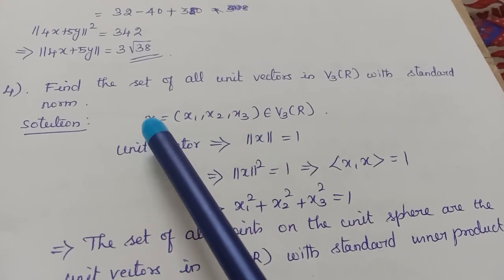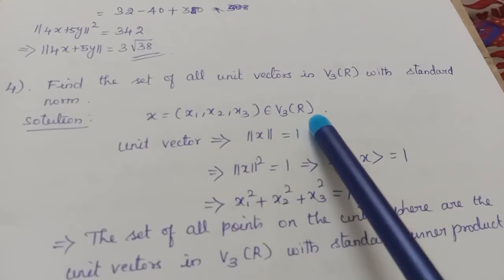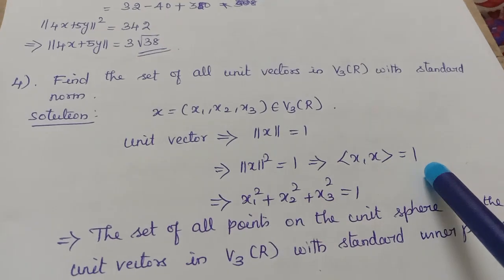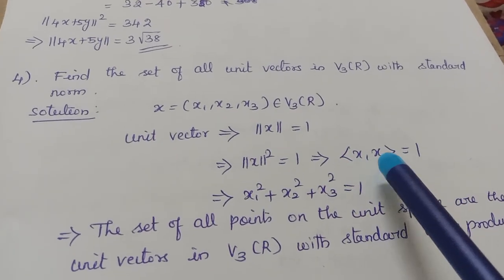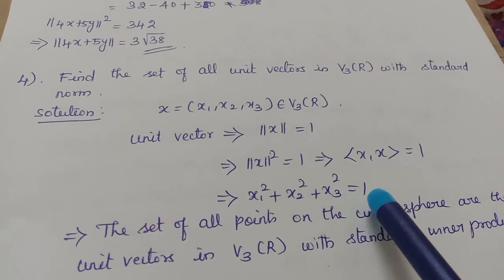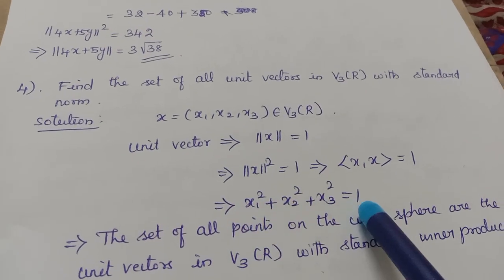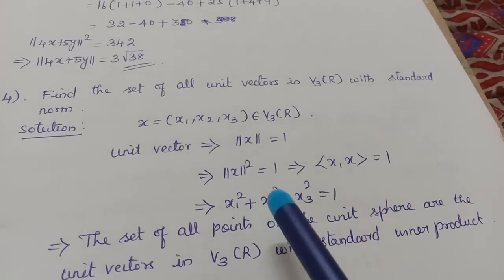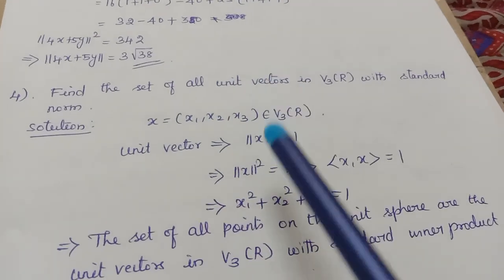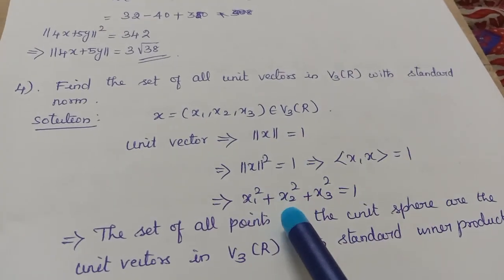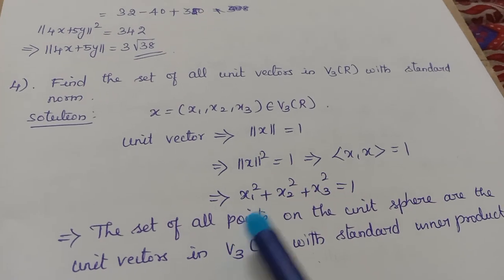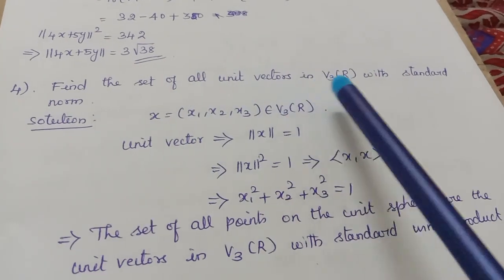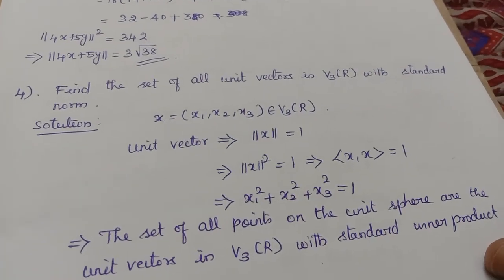Now let me take a general, arbitrary vector x equal to (x1, x2, x3) in V3 of R. If its norm value is equal to 1, what do you mean by that? Inner product of x with x equal to 1. What is the standard inner product of x with itself? x1 square plus x2 square plus x3 square equal to 1. But what is this? This is nothing but the equation of the unit sphere, isn't it? With center at the origin and radius equal to 1. So the unit vectors of V3 of R are only the points on the unit sphere, okay? The points lying on the unit sphere will be the unit vectors in V3 of R with respect to the standard inner product.